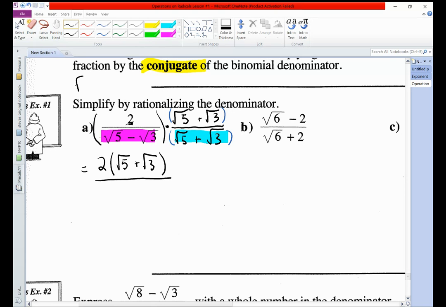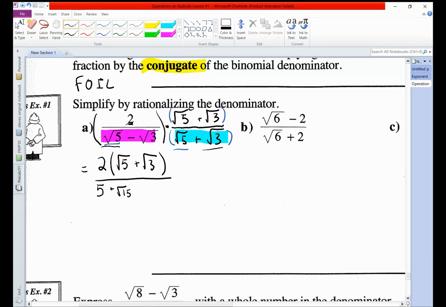Hopefully you remember FOILing. When we multiply 2 binomials together, we use FOIL, which stands for first, outside, inside, last. So you multiply the first 2 terms together. The first terms in each bracket are root 5 multiplied by root 5, and we know that gives us 5. Then we multiply the outside terms together. Root 5 multiplied by positive root 3 gives us positive root 15.